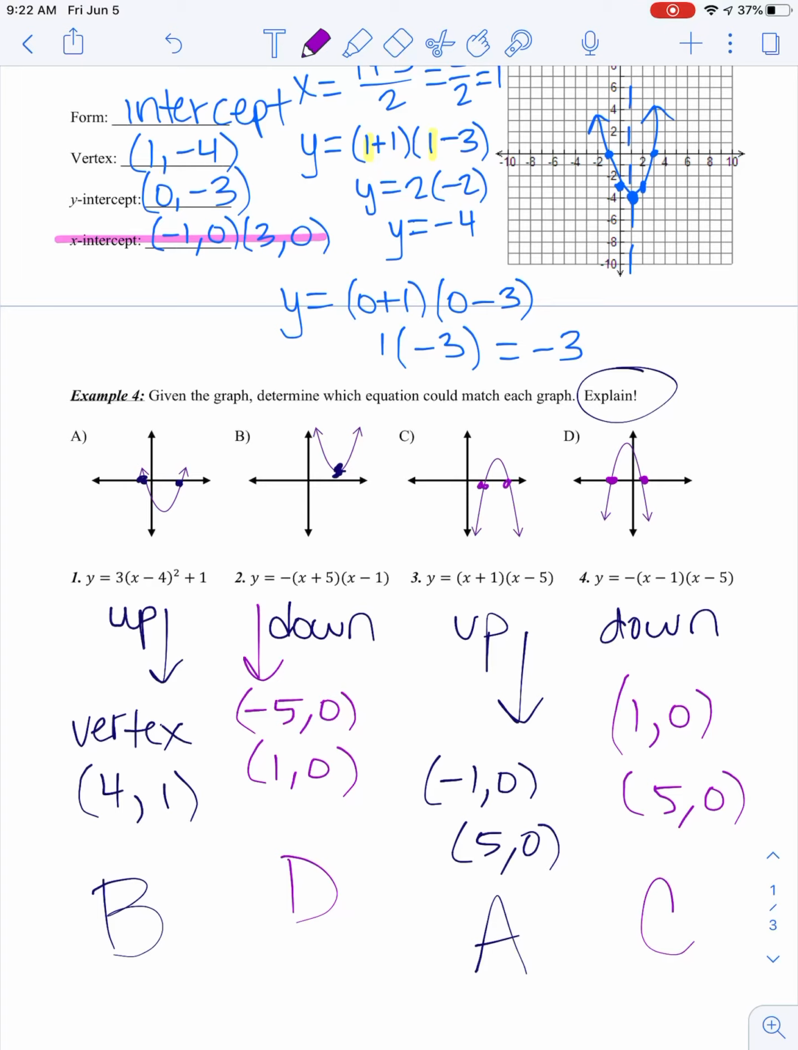So there are other ways we could have done these, but I just used the vertex in number 1 since that was vertex form, the intercepts in 2, 3, and 4 since those are all intercept form, and the direction that the parabola was opening, either up or down. And just based on those characteristics, we were able to match all 4 equations with all 4 graphs.